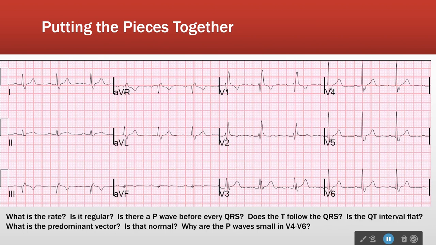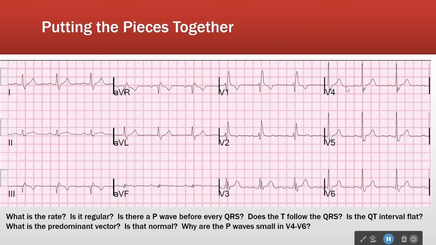All right, the next question, does a T follow every QRS? If you don't see T waves, all right, let me point at some T waves. Here's a T wave, here's a T wave, here's another. This is also a T wave. Do you see how it's much smaller? It's because we're looking at it from the front versus looking at it from the back. So we want to see that there's a T after every QRS.